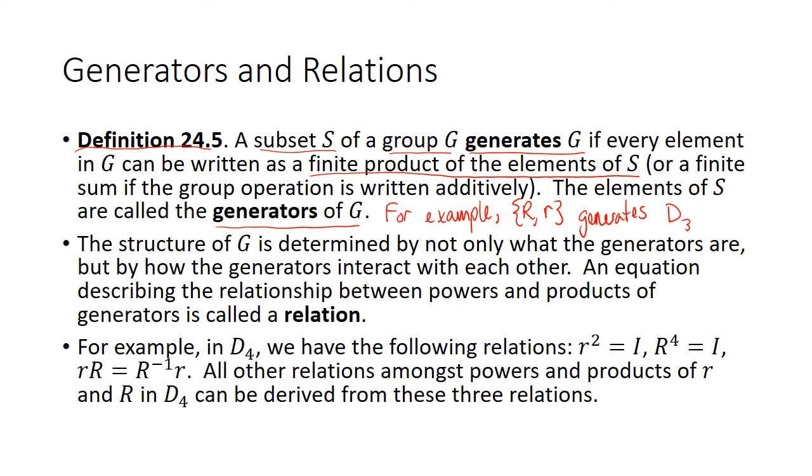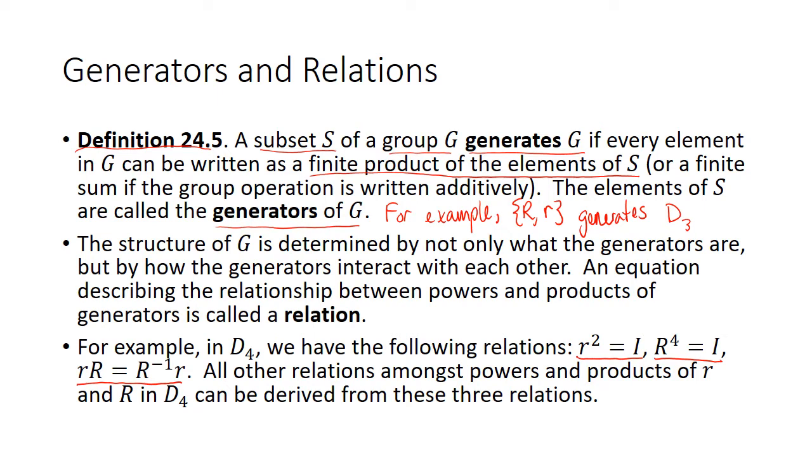And so for example, in D4, which would be the symmetries of the square, we have the following relations. So we would have little r squared is the identity. So if you do reflection twice, that's the identity. Big R to the 4th equals the identity as well. So if you would do the rotation 4 times, that'll take you back to where you started. And then we have also this equation, which was something that we derived last time, that's true in all of the dihedral groups. So actually all of the other relations amongst the powers and products of little r and big R in D4 can all be derived from just those 3 relations, which is kind of interesting.